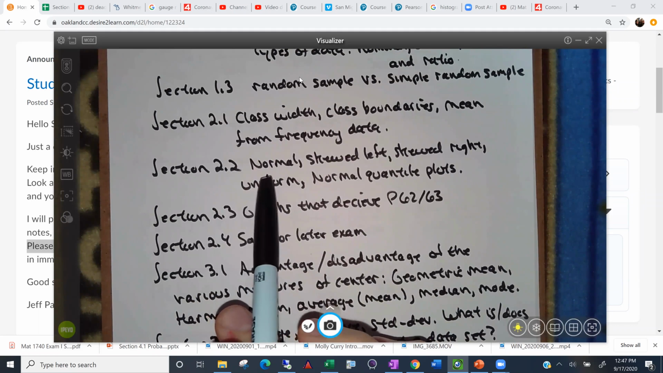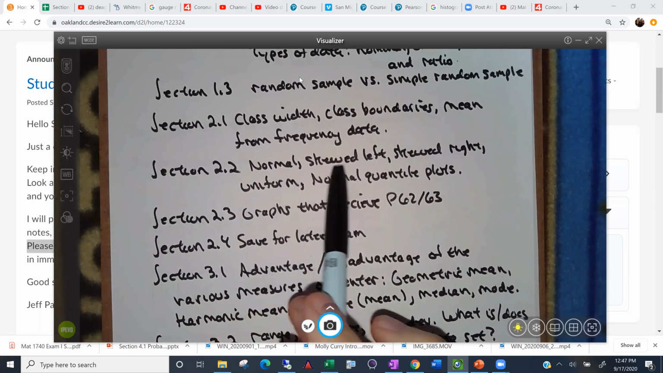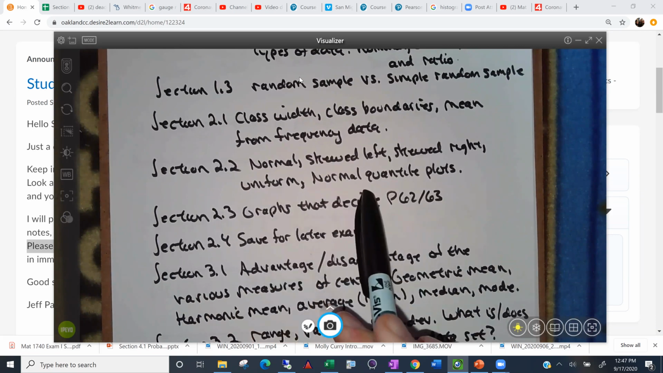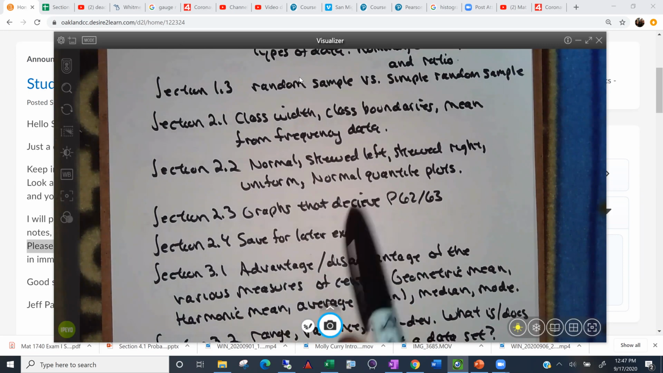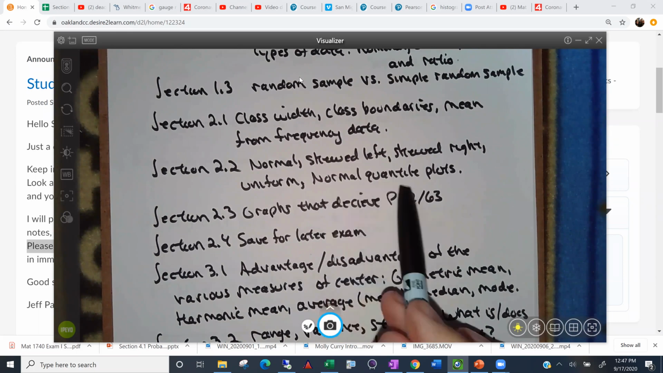Once you have a frequency distribution, you can graph it with a histogram. You should be able to recognize different shapes of histograms. There's normal, skewed left, skewed right, uniform. We also looked at normal quantile plots in this section. So you should be able to tell whether or not something's a normal distribution based on a normal quantile plot.